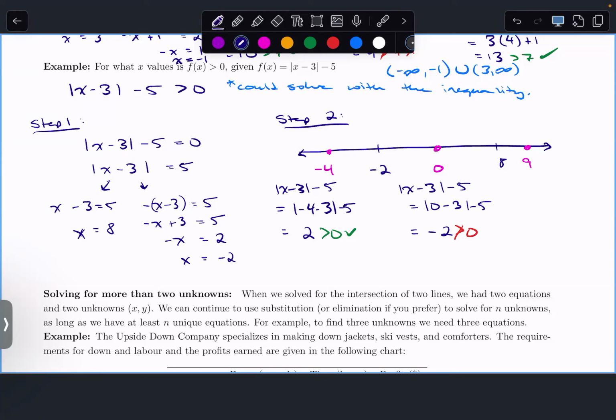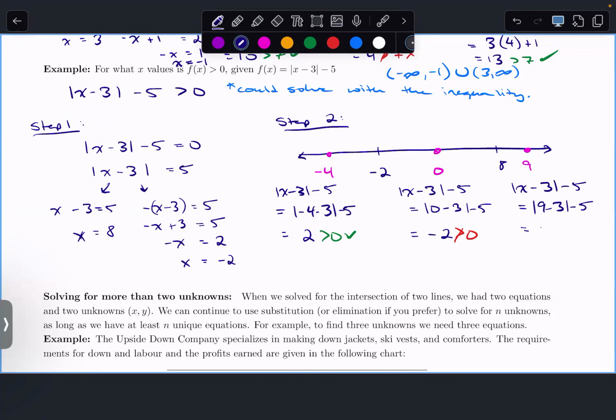And then same thing here. Absolute value of x minus 3 minus 5. 9 minus 3 minus 5. 6 minus 5 is 1, which is greater than 0.